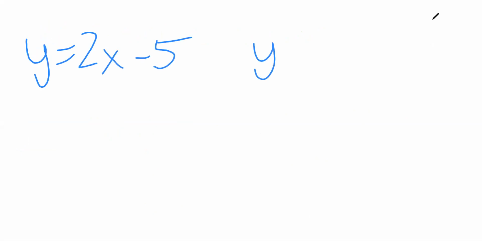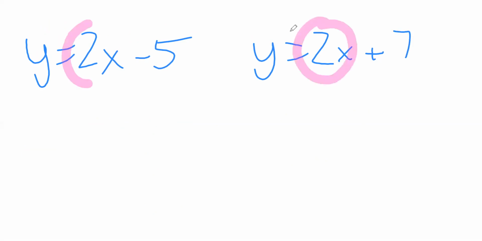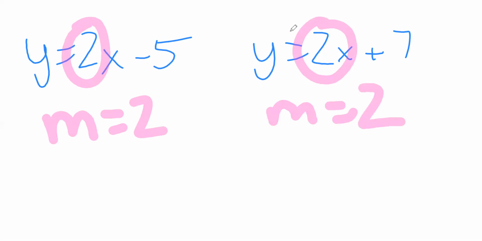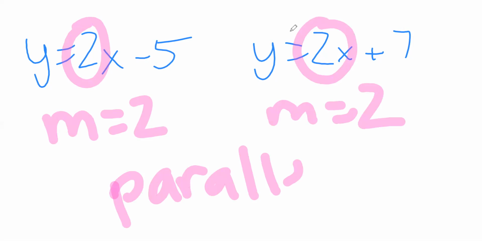So if we have the line y is equal to 2x minus 5 and the line y is equal to 2x plus 7, what I'm saying is that just by looking at the slopes, so that's the number next to the x, we can determine how these lines are related. Here the slope is 2. Here the slope is also 2. They're equal, so these are parallel. Yay!